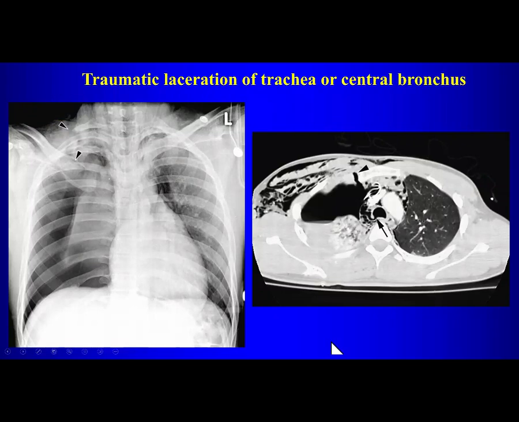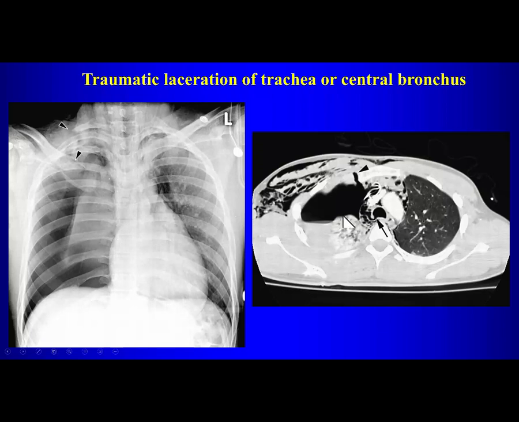This is a case of trauma. So you can see the laceration here of the trachea resulting in all of this air leaking out there. Okay, central bronchus. By the way, with airway injury, what is the sign on CT when you have a big pneumothorax that there might be an underlying rupture of an airway? What do we call the sign?